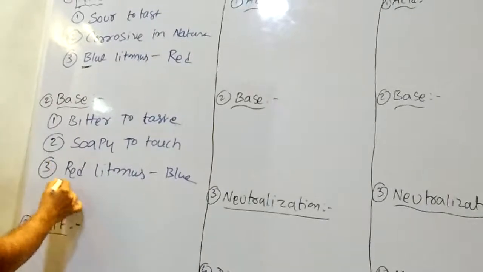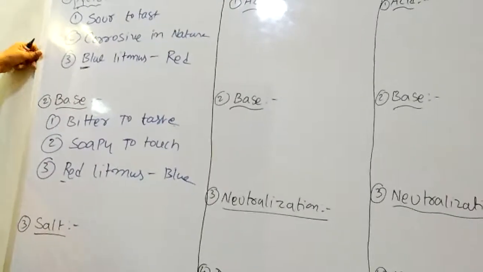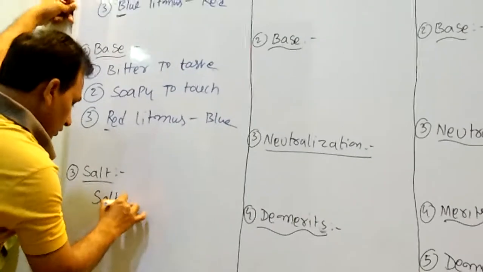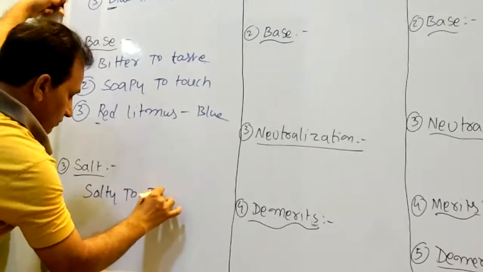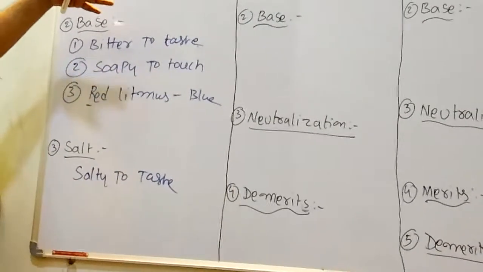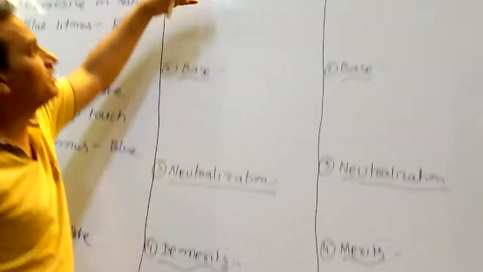Okay, reverse. Next, what is salt according to Robert Boyle? Salty to taste. So we have explained the properties of acid and base in this theory. Coming to Arrhenius theory.